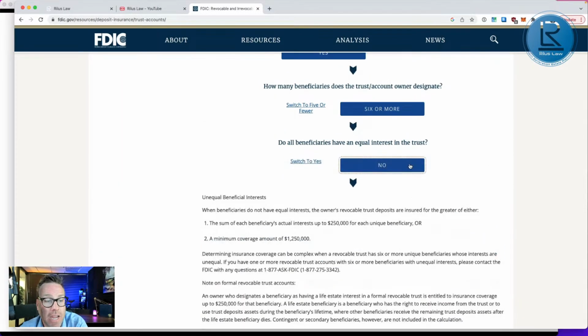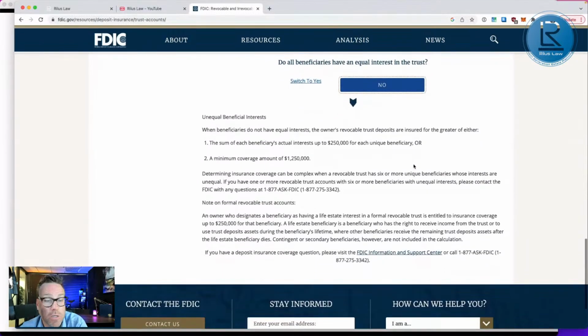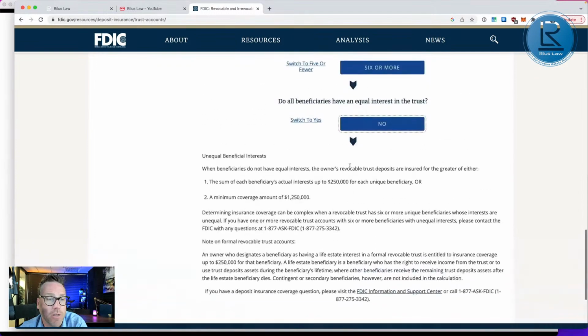All right, now let's say they don't have an equal share. So what happens if they don't have an equal share? Then it's going to be the sum of each beneficiary's actual interest up to 250,000 for each beneficiary, or minimum coverage of 1.25 million. So it's going to be the greater of either of those. So if it's unequal shares, then it's the greater of 1.25 million or 250,000 per beneficiary.